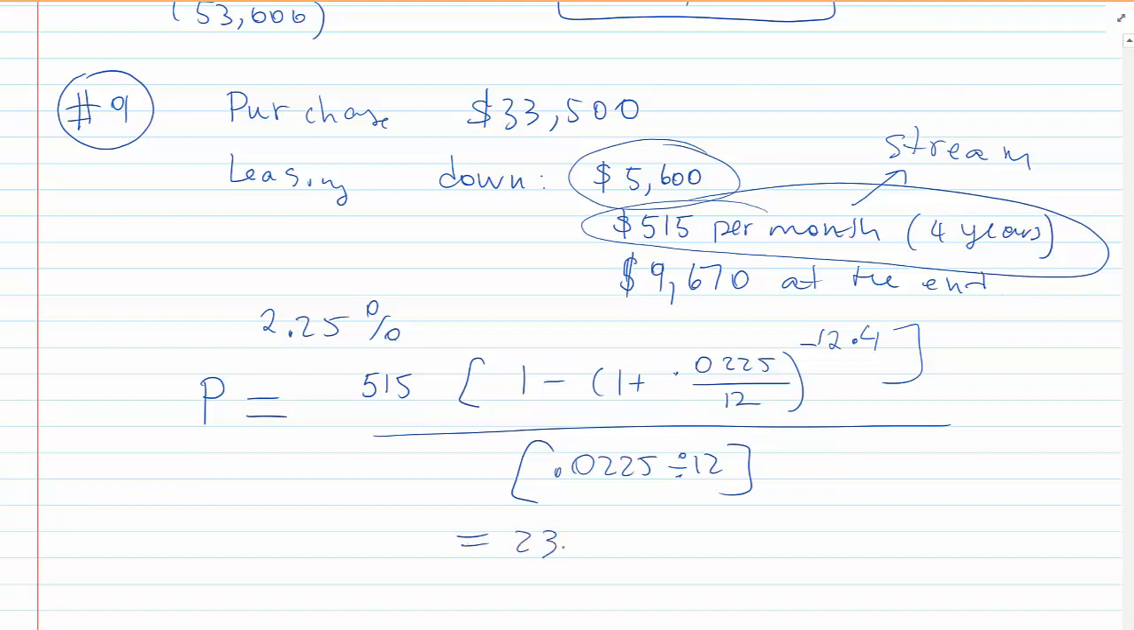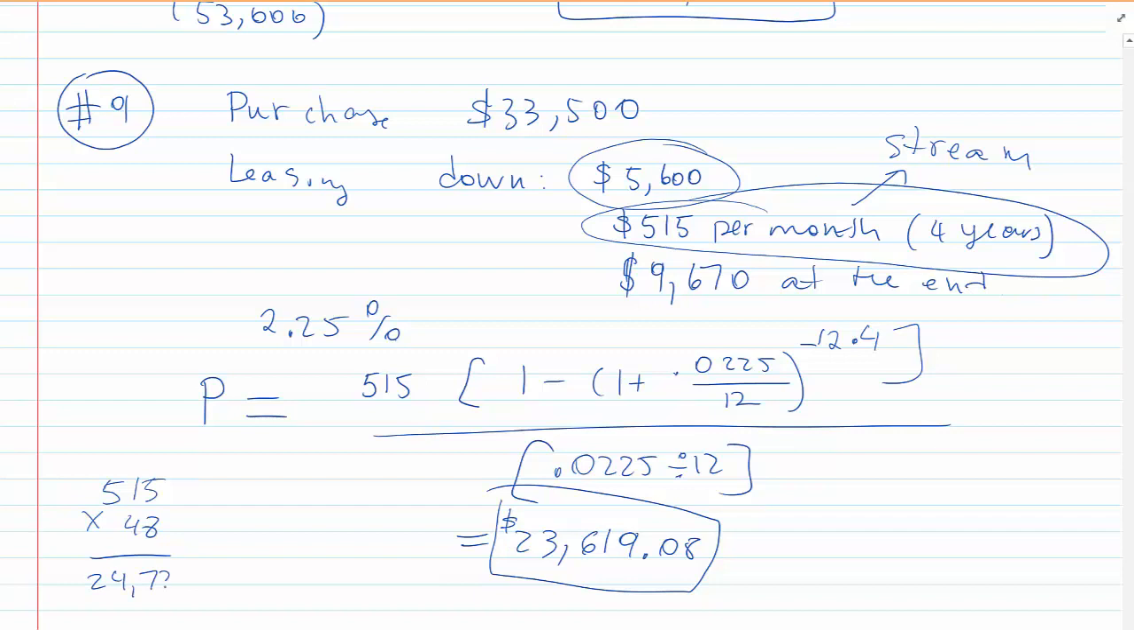So we need $23,619 and 8 cents. Notice that that number is smaller than if you were to pay 515 for 48 months. Just to compare it, look, 515 times 48 is actually $24,720. So you need about $1,000 less to finance the same stream of payments. That's the idea, because it's coming not from a checking account, it's coming from a savings account. That's the difference. All right.